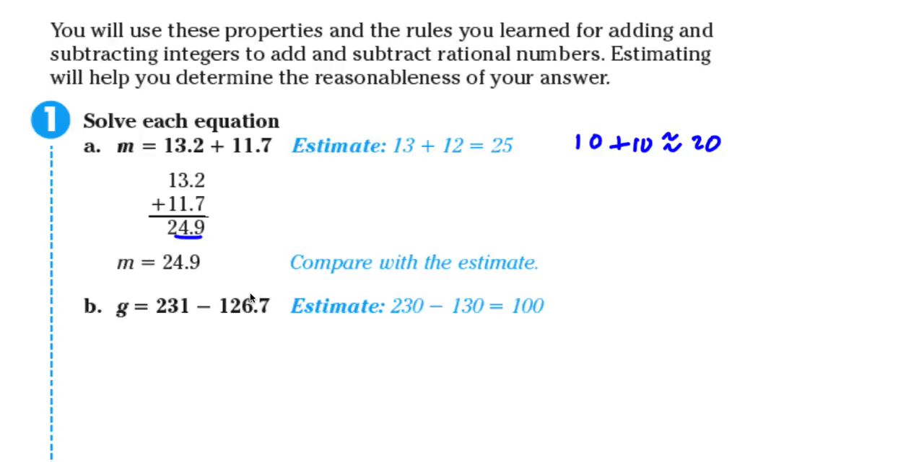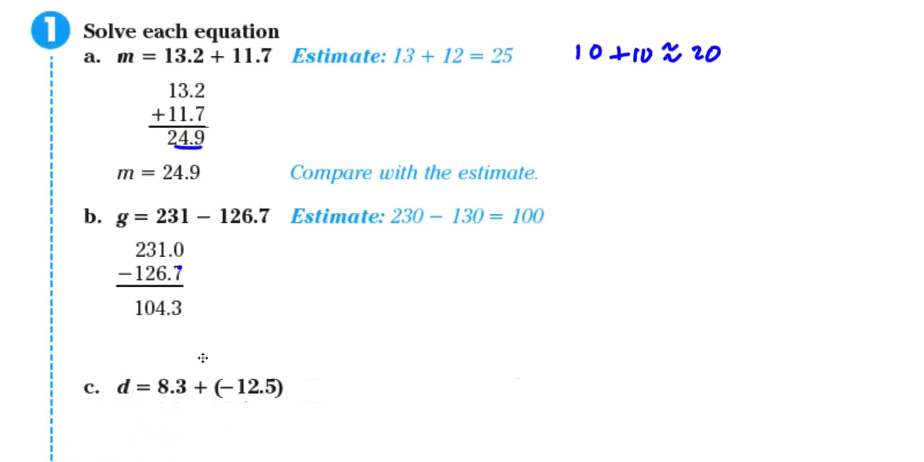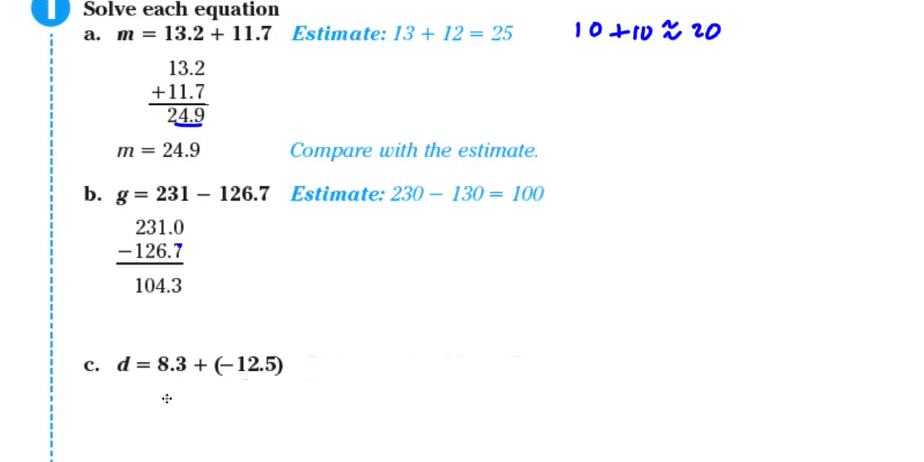So let's go back to this example. G equals 231 minus 126.7, rounded to the nearest tens place. You estimate our exact answer to be around 100. So our exact answer should be close to 100. Two ways to do this. Let's use pencil and paper first. We simply do 231 minus 126.7. Bring down the decimal point, subtract as if they're whole numbers, and you end up with 104.3.